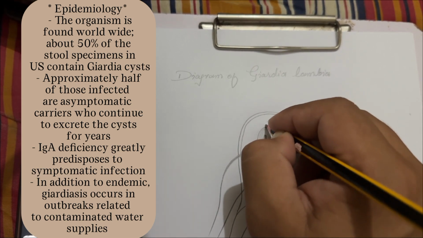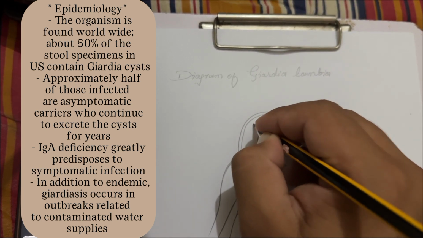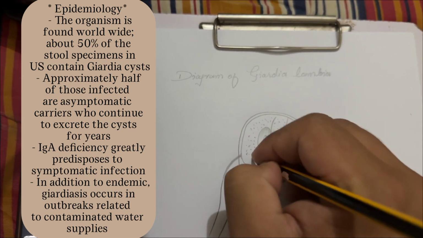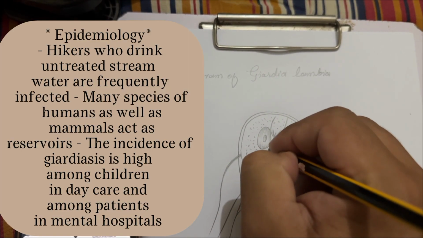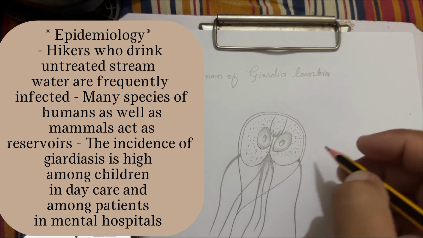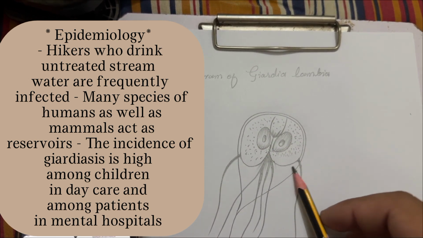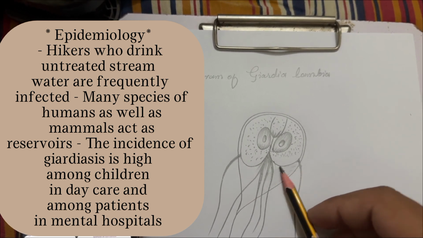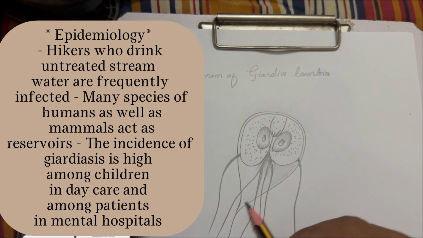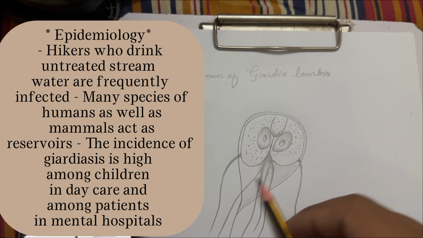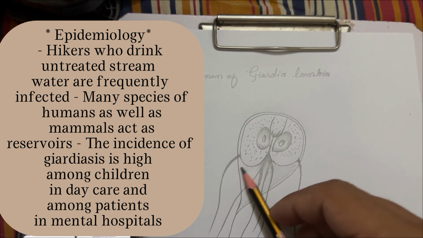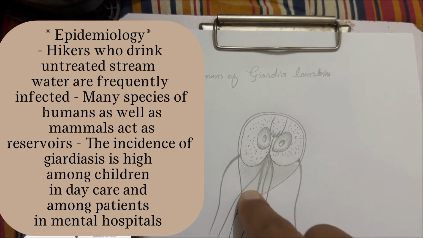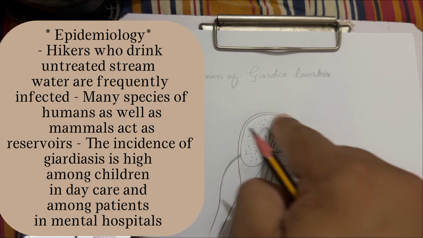In addition to endemic, giardiasis occurs in outbreaks related to contaminated water supplies. Hikers who drink untreated stream water are frequently infected. Many species of human as well as mammals act as reservoirs. The incidence of giardiasis is high among children in daycare and among patients in mental hospitals, because both of these groups cannot take good care of their hygiene.